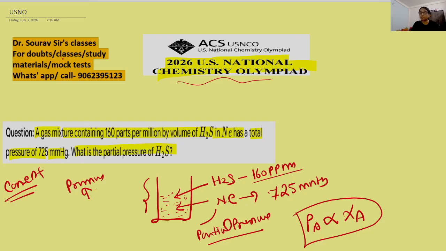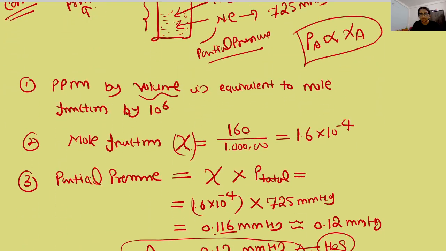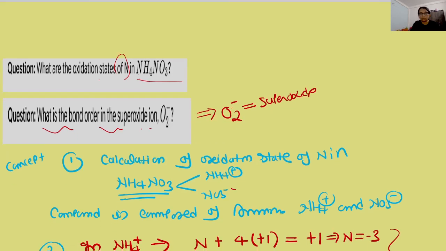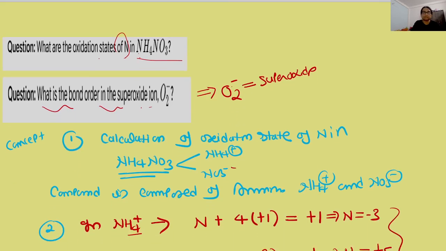In this video series, we are going to discuss the solutions of the questions of the Olympiad examination, and we are continuing the solution of a question from the previous video. The name of the examination is the 2026 US National Chemistry Olympiad examination. Already we have discussed a lot of questions in this series, and you will get the proper solution of the questions on the basis of the concept. In the previous video, we discussed how to calculate the oxidation state in a given compound. Now in this video, we are calculating the bond order.